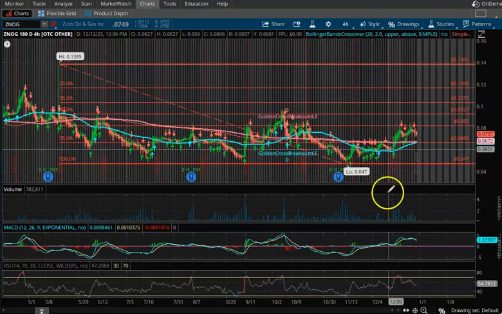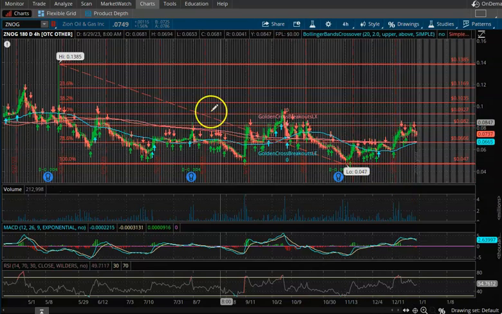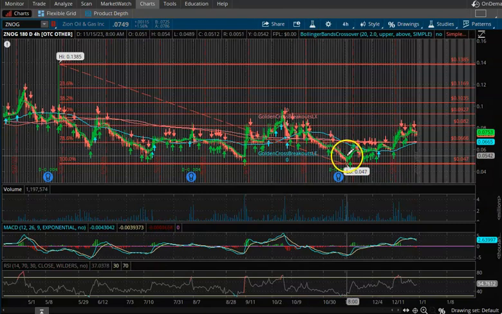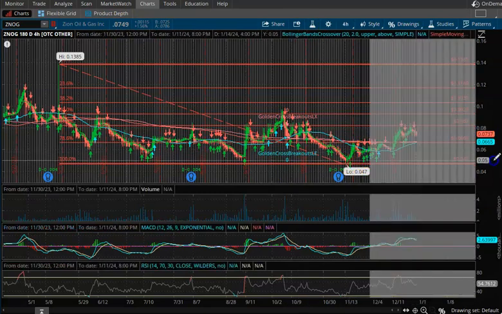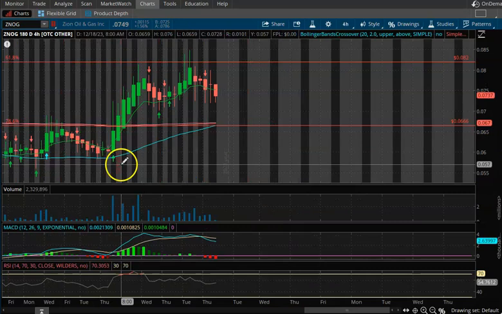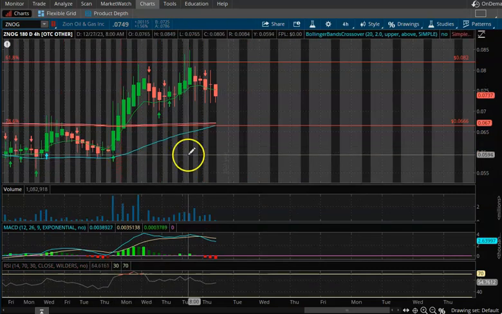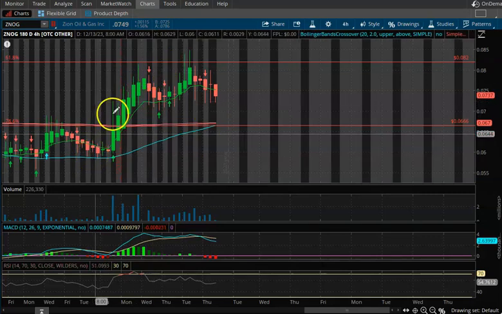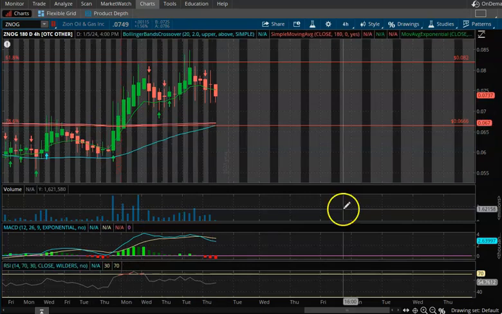So ZNOG, ticker symbol ZNOG, currently at about 7.5 cents, and it doesn't sound like much. However, if you were able to get in at the bottom, whenever it hit the very tip top or very bottom of the floor, then you're up a pretty decent percentage currently.